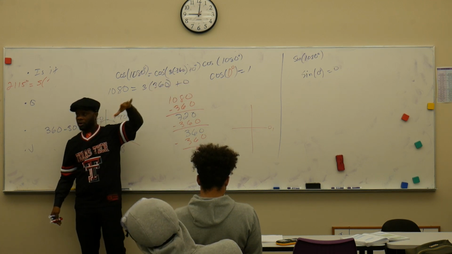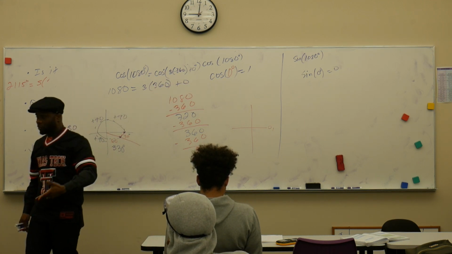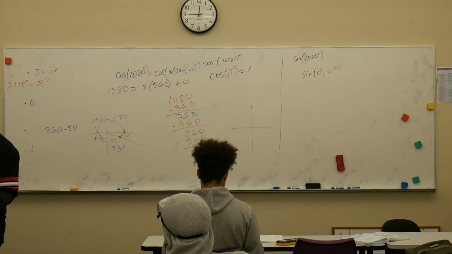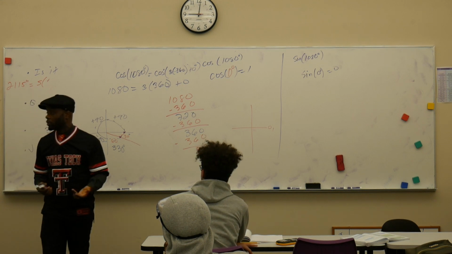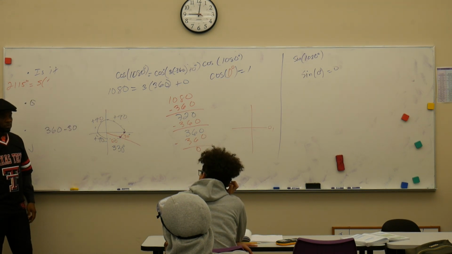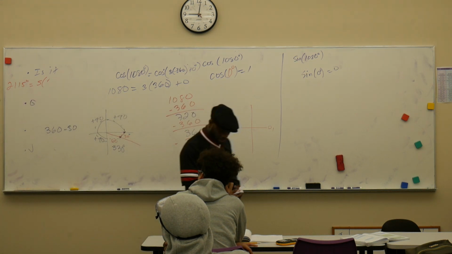We find out, is it on Earth? No. What quadrant would that be in? And then we figure out what will be the reference angle. Exactly what we've been doing, throwing out 360s. We're good? Let me extend that to the next problem.